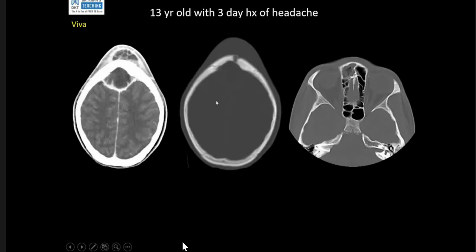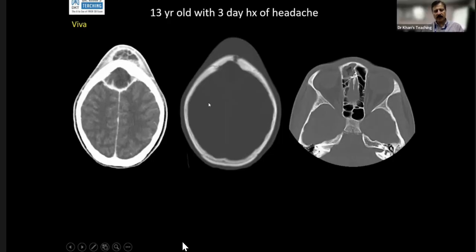So what do you call it? Name a name. Pott's puffy tumor. Excellent. So now Pott's puffy tumor is an entity which is actually a subperiosteal abscess secondary to frontal sinusitis. In this era, particularly in the developed world, it is extremely rare with antibiotics, but you might still see it in the developing world.